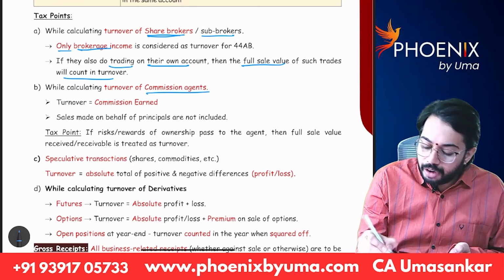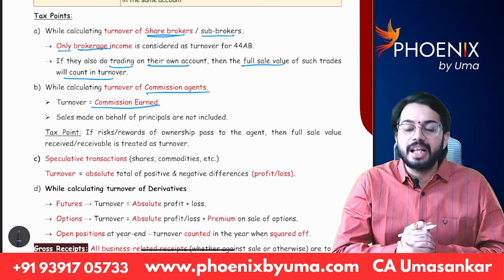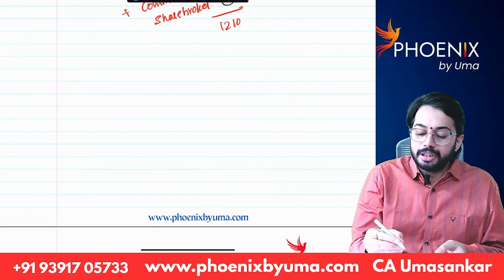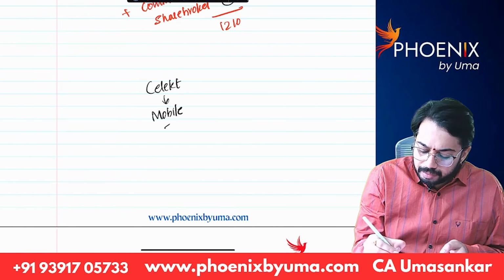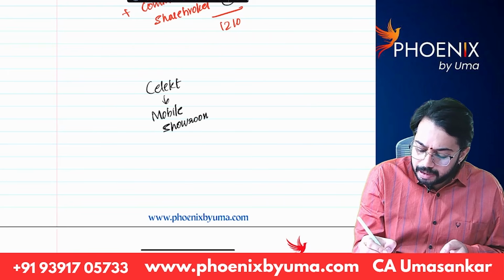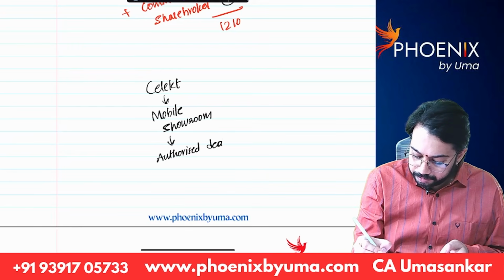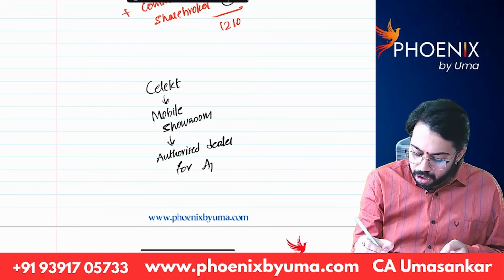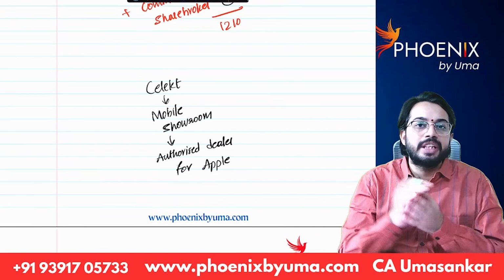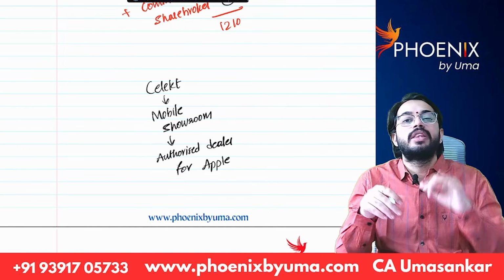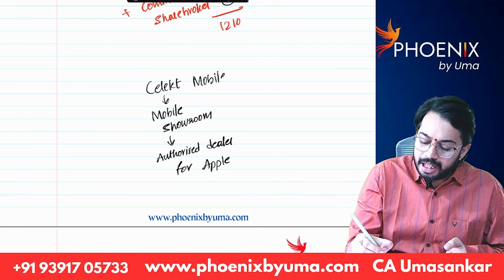While calculating the turnover of commission agents, turnover is equal to only the commission earned. You know commission agents, right? Let's say there is one mobile showroom, Select Mobiles. Let's say it is an authorized dealer for Apple. What it will do? From Apple, it will take iPhones and sell iPhones in India. For each iPhone sold, 3000 is the commission of Select Mobiles.